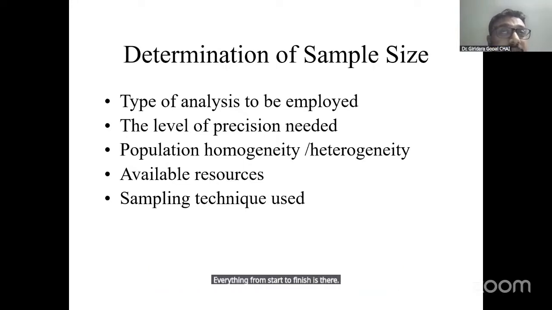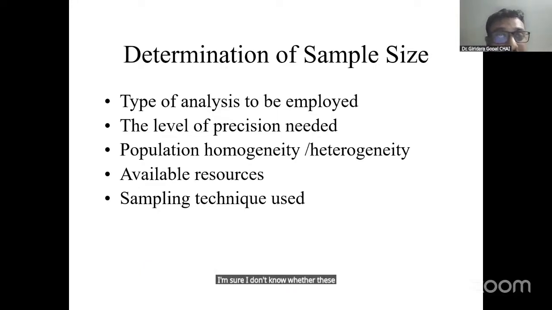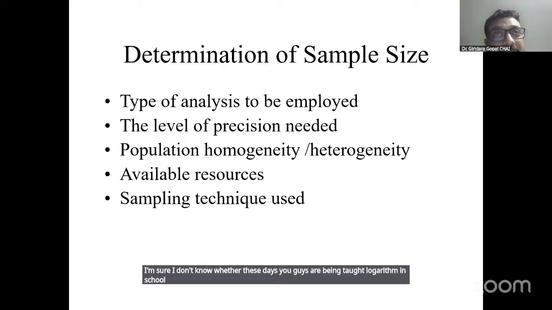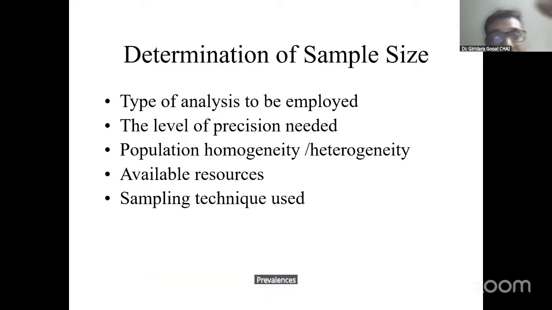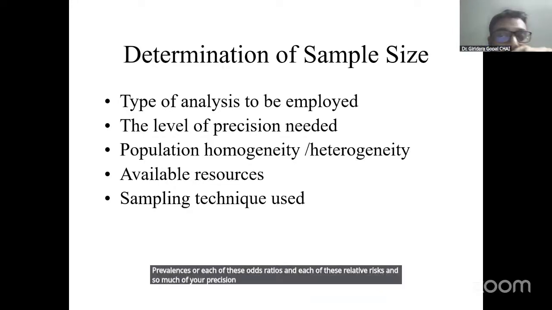All it asks is, if you want a specific estimate, you need to have some prior studies that you had referred to, and on that basis you will then apply a sample size. So it's kind of a logbook. I don't know whether these days you are being taught logarithms in school, but there you have that entire list of numbers, right? Similarly, for each of these prevalences, odds ratios, relative risks, and so much of your precision, you will have the adequate sample size.